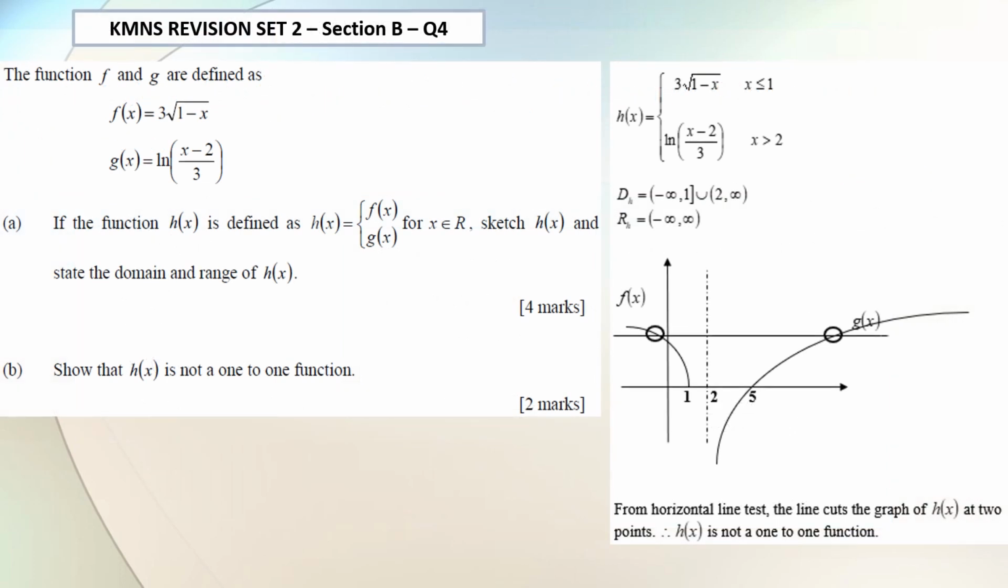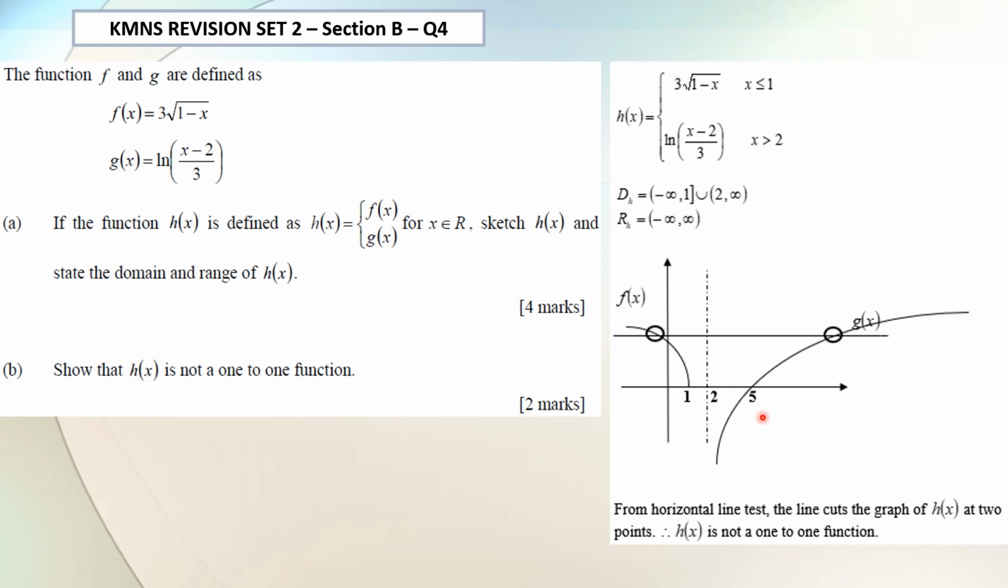Next question, question 4 from the same set, set 2. It gives you a function h(x) which equals f(x) and g(x). So this is just a piecewise function which we can write like this. And it asks you to sketch h(x) and state its domain and range for h(x). So we are going to sketch the graph like this.